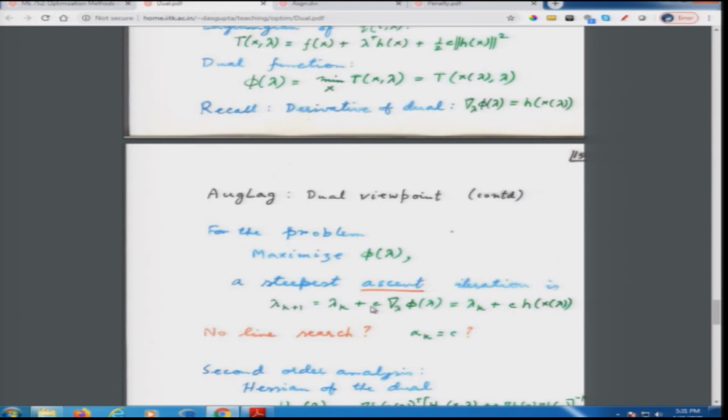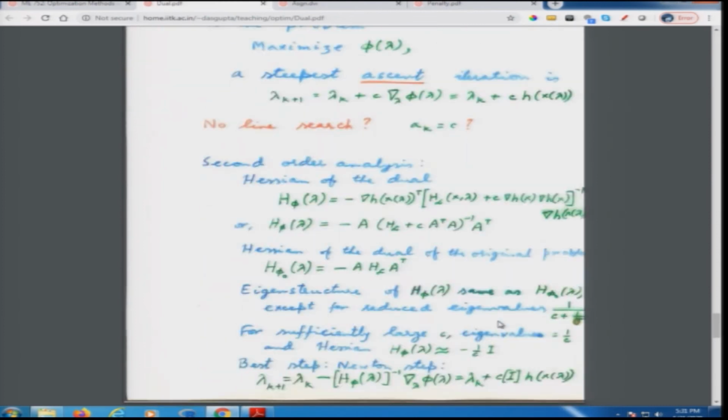Now, the only new thing that we are doing is that rather than conducting a line search, we are using the penalty parameter c in place of the line search result alpha, no line search. Why are we doing that? To dig into that, conduct a little second order analysis, find out the Hessian of the dual. While studying duality theory, we found the dual Hessian as minus grad h transpose H L.